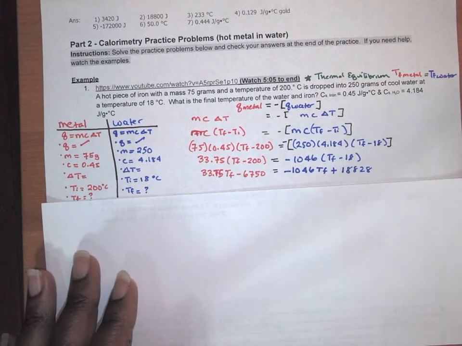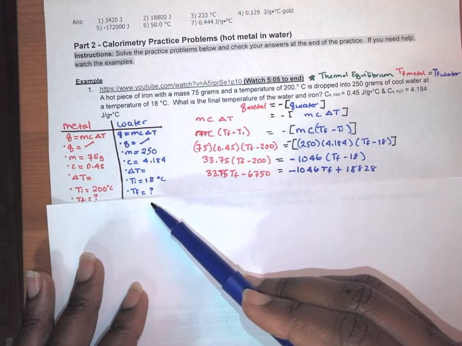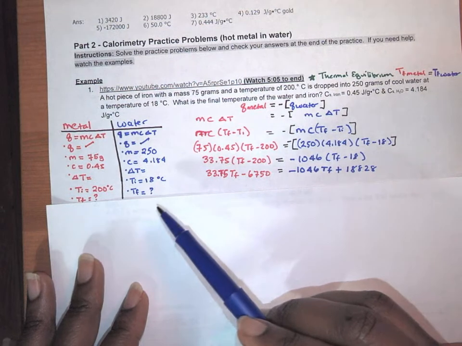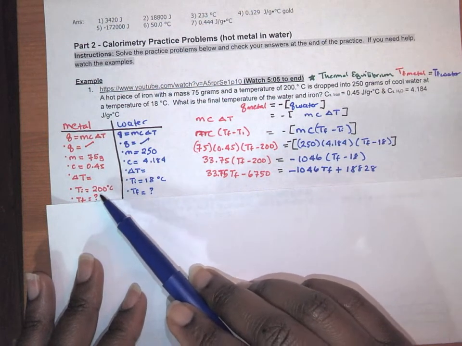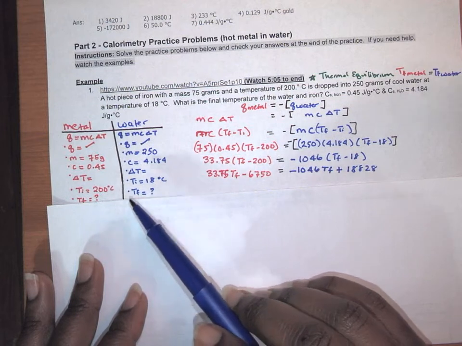So looking at this, I have 2 question marks here, the final temperature of the metal and the final temperature of the water. Now, maybe you're thinking that these are different values, but they're actually going to be the same value. The initial temperatures of the metal and the water are not the same, but the final temperature will always be the same.